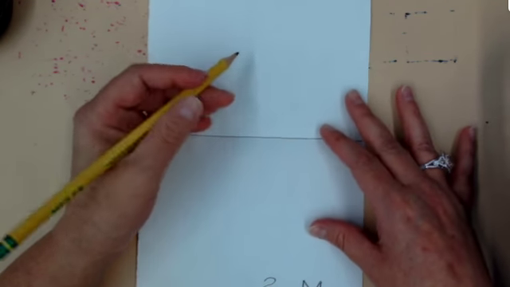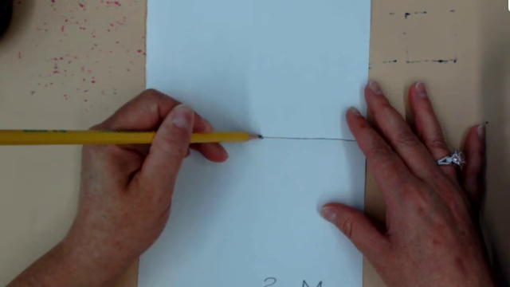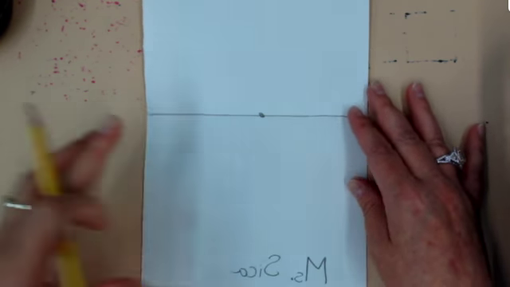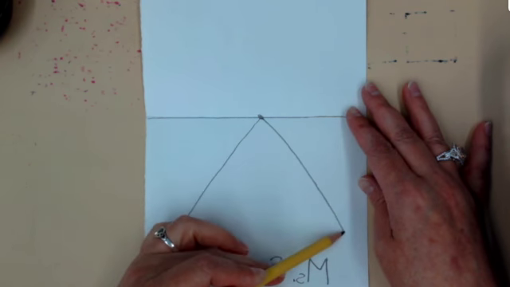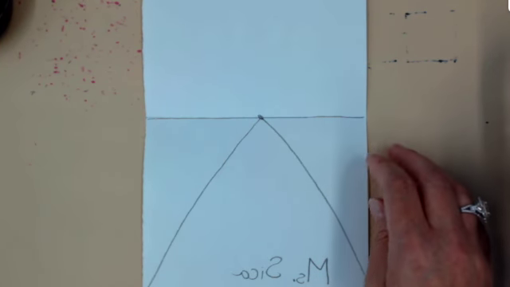And now I want to kind of take an approximate guess as to where the middle is. And I'm just going to put a little dot there. Now, the next part is I'm going to go from the dot to each corner. So I'm going to go one side and then the other side. And if I don't hit the corner completely, that's okay. But you want to get as close to the corner as you possibly can.